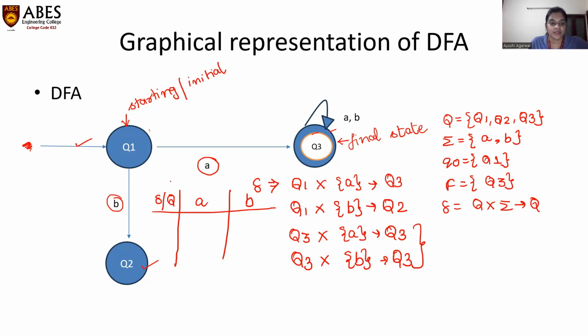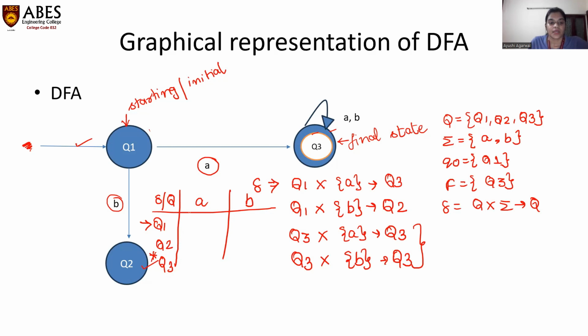Over here, in the first column, we will write all the states available to us for a given DFA. Over here, we have 3 states, so let us write them: Q1, Q2, and Q3. Q1 is the initial state or starting state, so we will mark this with an arrow. And Q3 is the final state, so we will put a star with it. This makes it easy to identify the starting state and the final state.